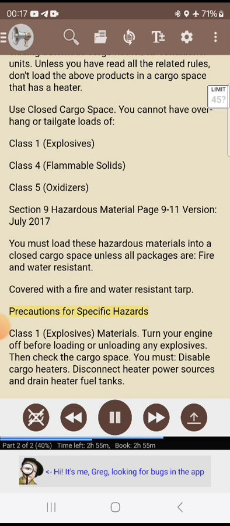Precautions for specific hazards. Class 1 Explosives materials. Turn your engine off before loading or unloading any explosives.